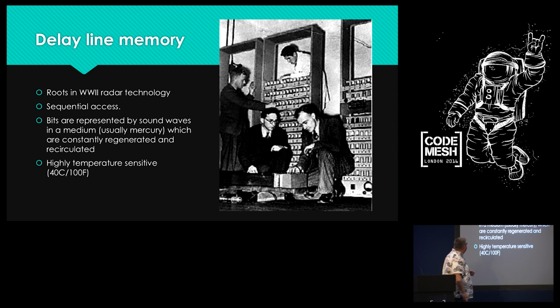So in delay line memory, bits are represented by sound waves. They had a microphone that sat at one end of the delay line, and it would emit sound signals into a medium. They used mercury for this. There are a lot of reasons why mercury is a less than ideal substance to store information in. One is that it's really heavy, two is that it's really toxic, and the third reason is that it's really hot, because sound moves through mediums at different speeds at different temperatures. The delay line circuits had to be kept at a constant temperature of about 40 degrees Celsius, about 100 degrees Fahrenheit.